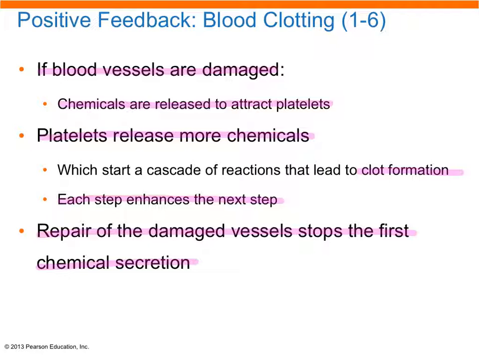In positive feedback, for example, if the blood vessels are damaged, chemicals are released to attract platelets. Platelets release more chemicals. This leads to clot formation. Each step enhances the next step until the repair of the damaged vessel stops the first chemical secretion.